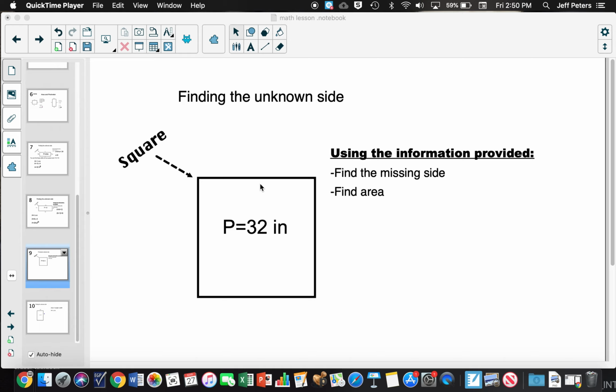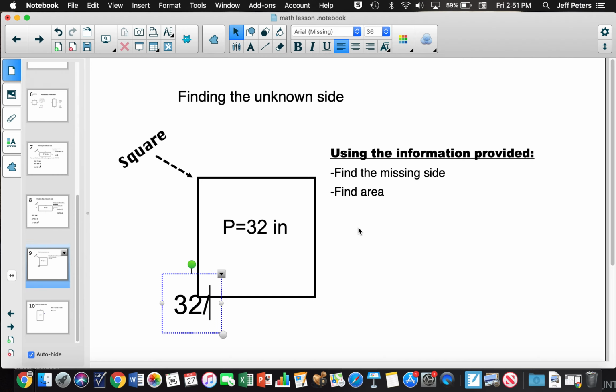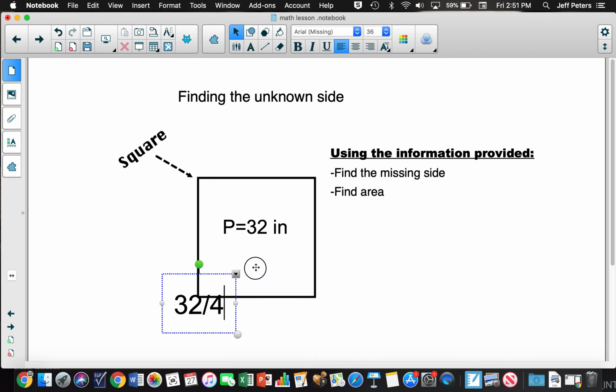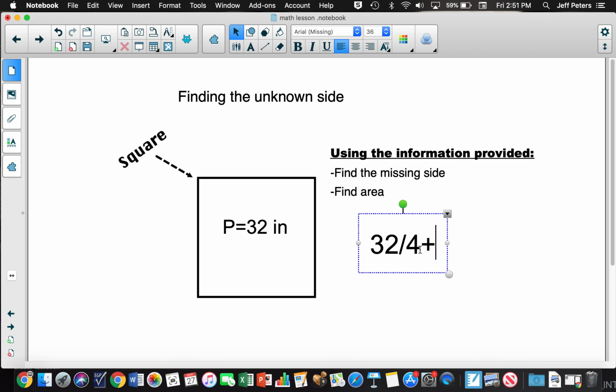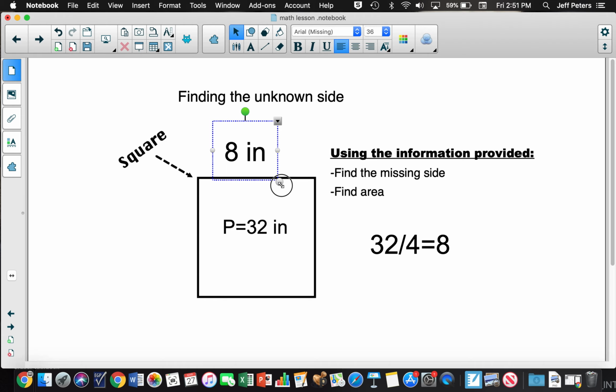So if the perimeter of this square is 32 inches, and we know that each of the four sides are equal, we can divide 32 by 4, and when we do that, we will get 8. So that means each of our sides are 8 inches.